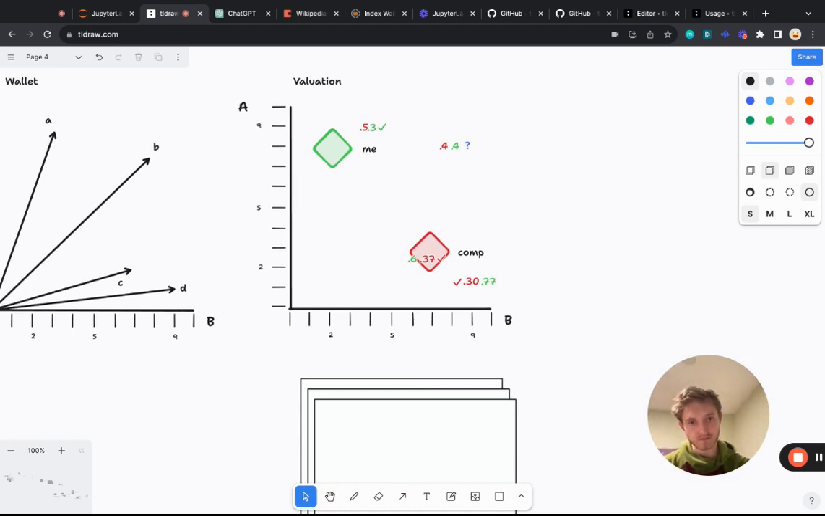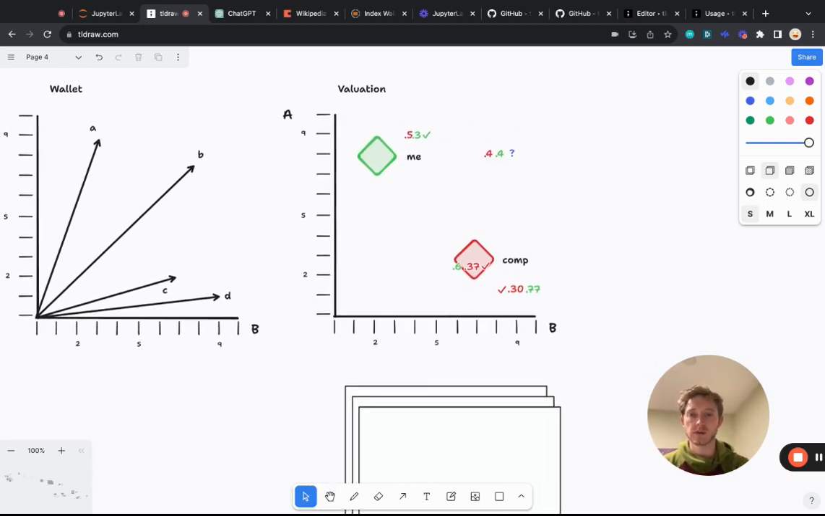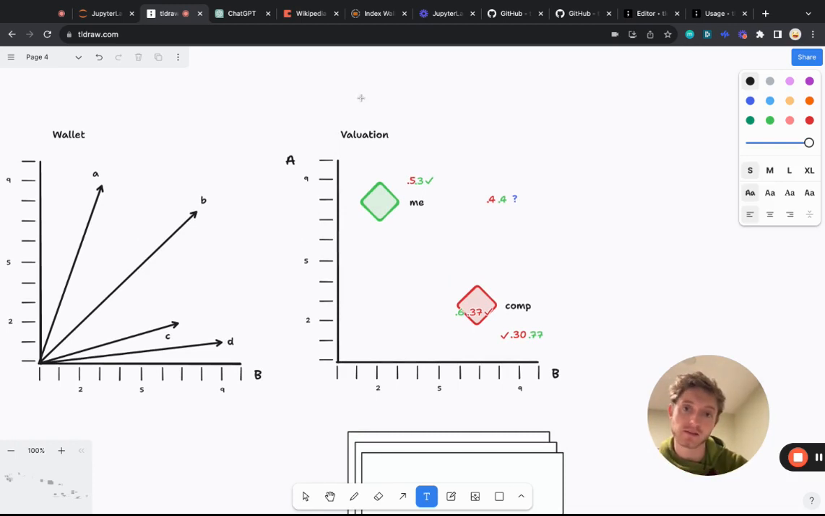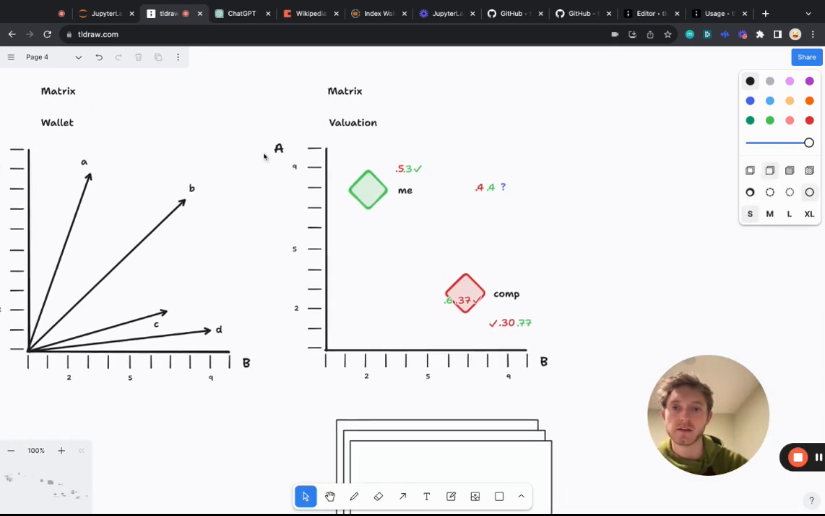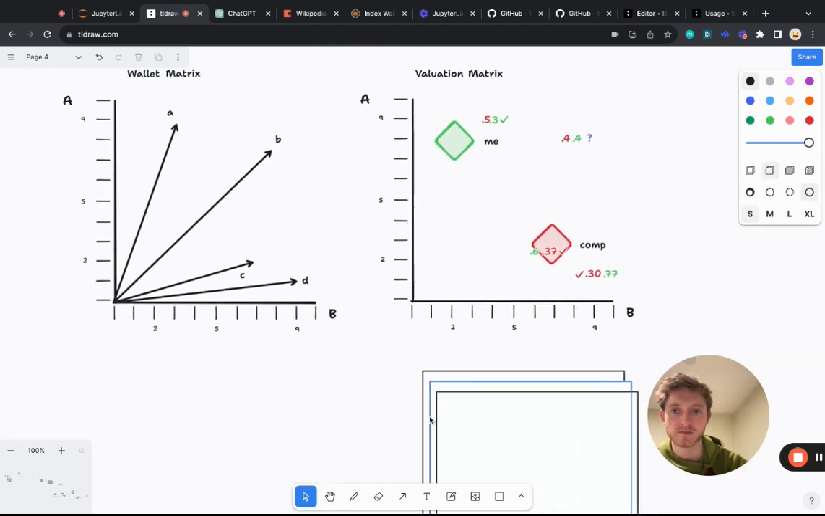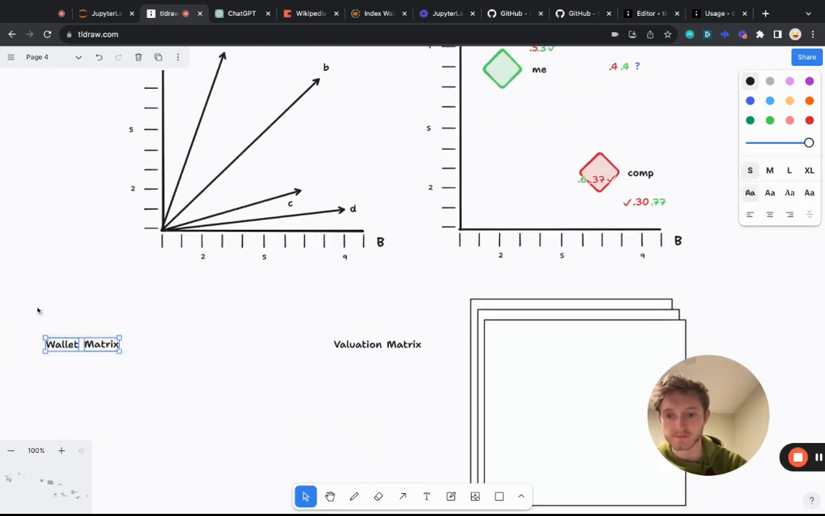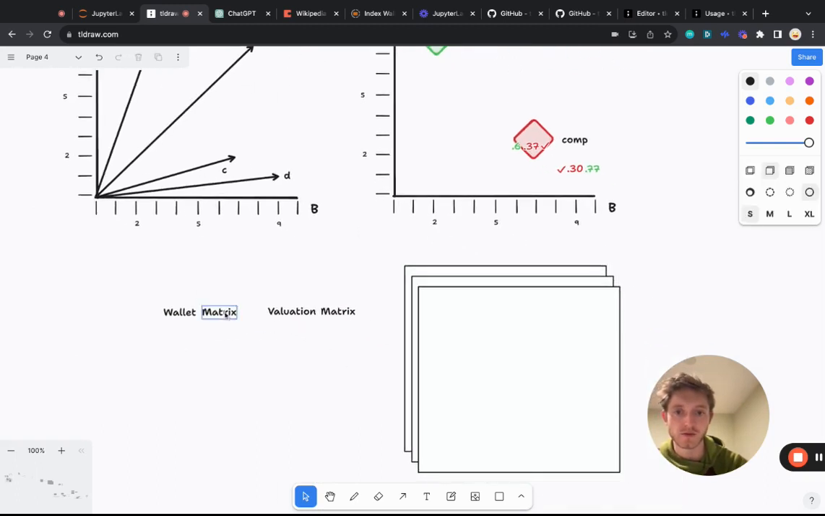So competitors put their information in the valuation space. That can be one. This has to be a matrix. And then through some transformation, you can produce this. So that would be a cool thing to figure out. What is the transformation that produces this structure?